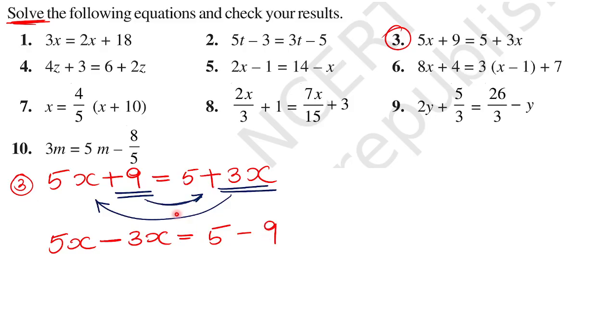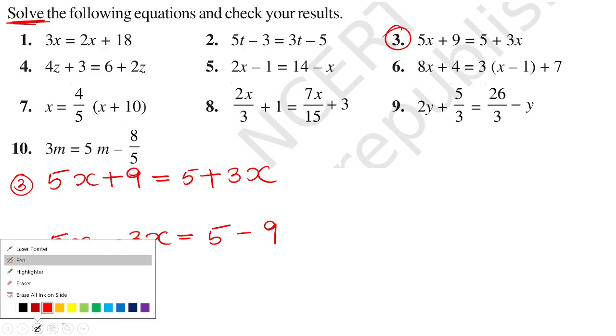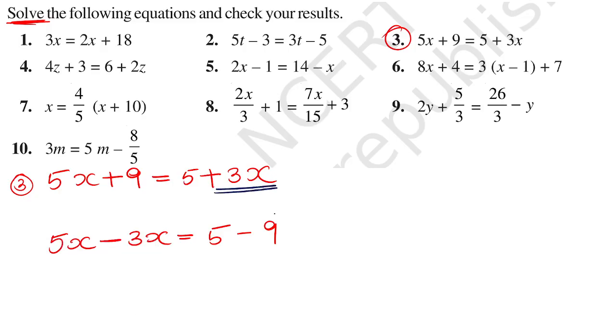So the steps are clear. I hope you have understood. I will repeat; it's a very simple step. In every question, the variable x should be kept on the left side. Initially the plus 3x is on the right side. I want the variable on the left side, so plus 3x becomes minus 3x on the left side. The other numbers should be on the other side. Plus 9 becomes minus 9 on the other side.